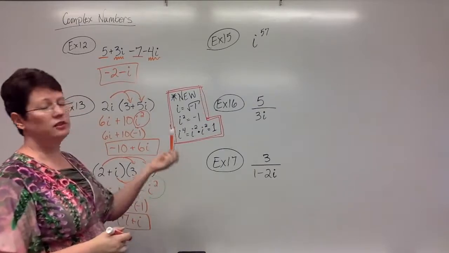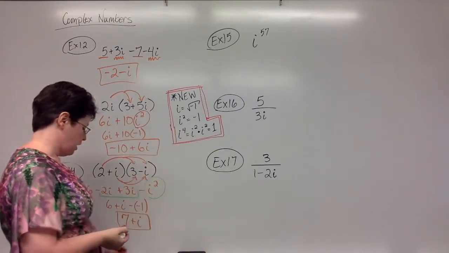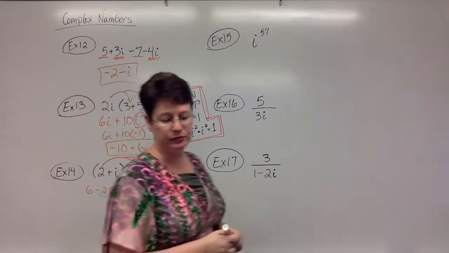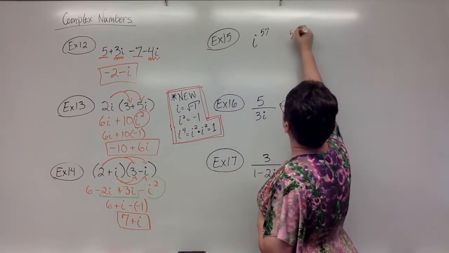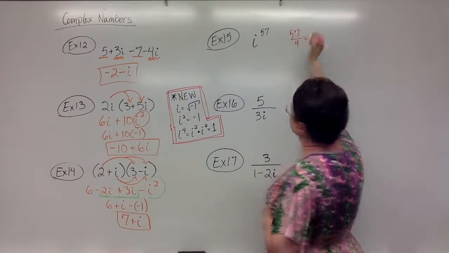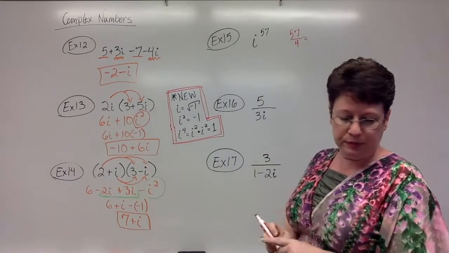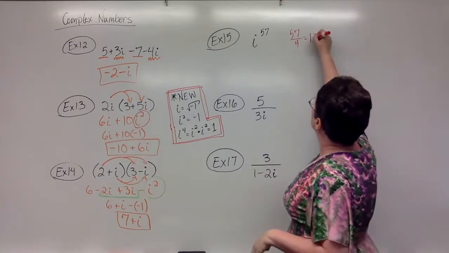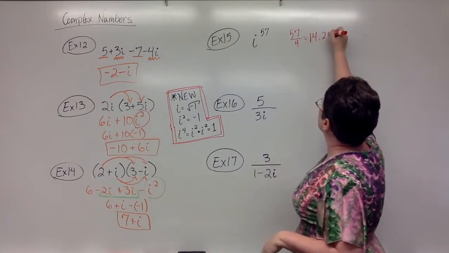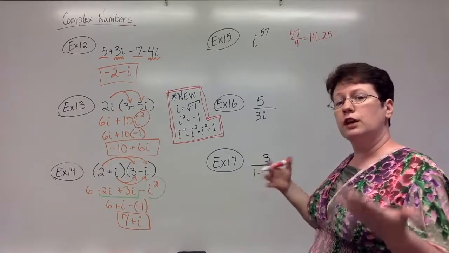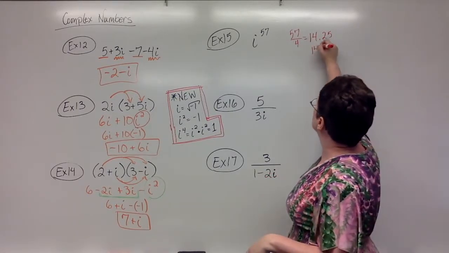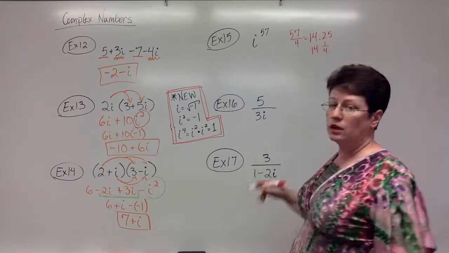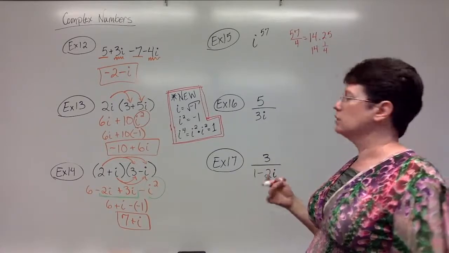But we have an i to the 57, and that just freaks people out. But that's okay. In your calculator, I want you to plug in 57 divided by 4. What does that get us? It gets us 14.25. If I converted that to a mixed number, I would have 14 and 1/4, because that's a fourth of a dollar, right?